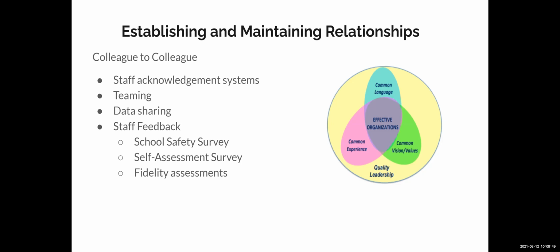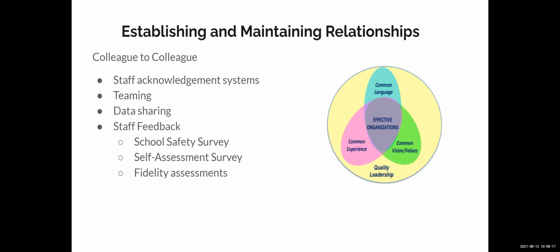So we want to make sure that we're systematically sharing data either at grade level team meetings, department meetings, or staff meetings. Also thinking about opportunities for staff feedback. Because we want to have that common vision, common values, we always want to seek feedback from our stakeholders, including our colleagues. So there are opportunities for staff feedback.